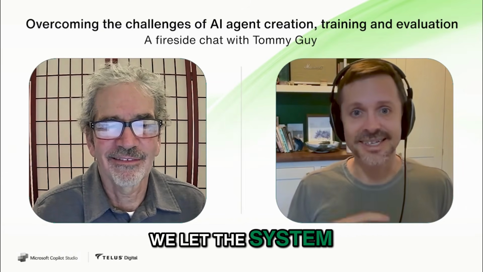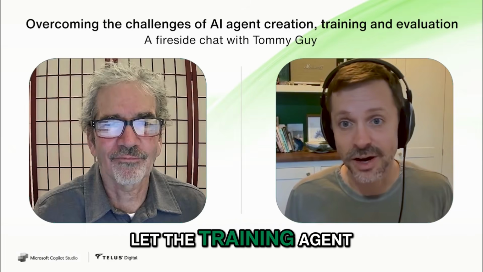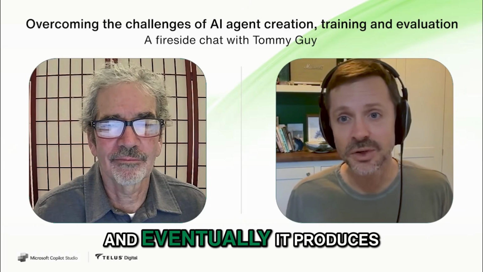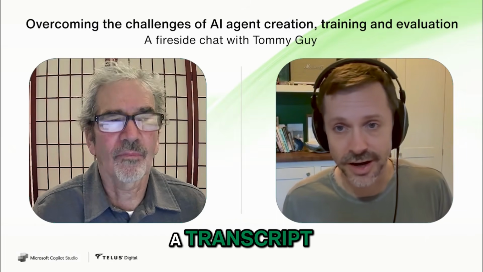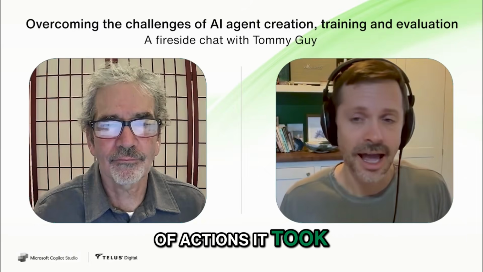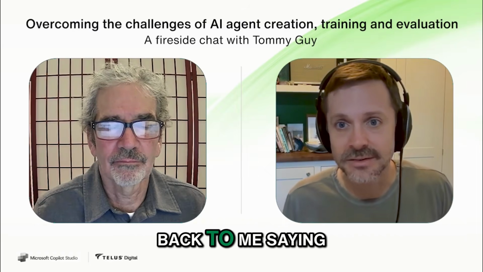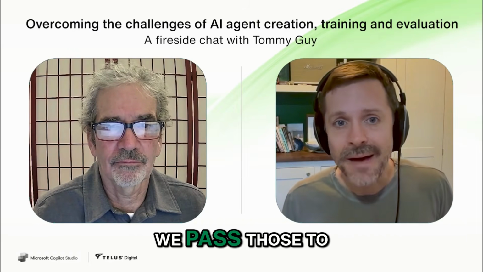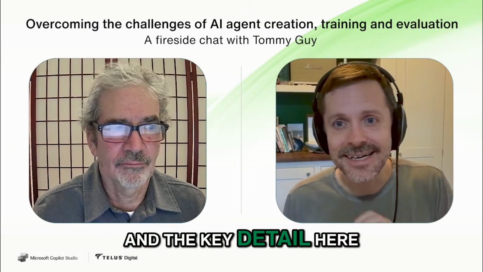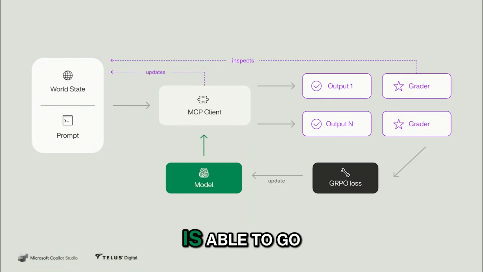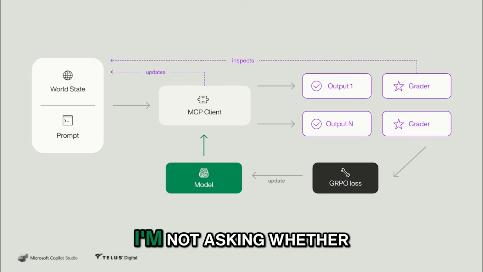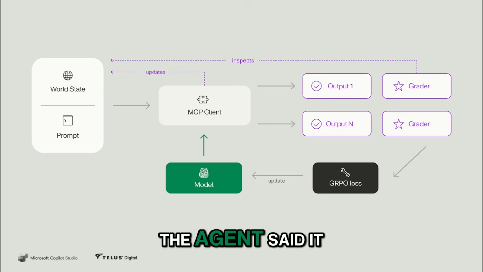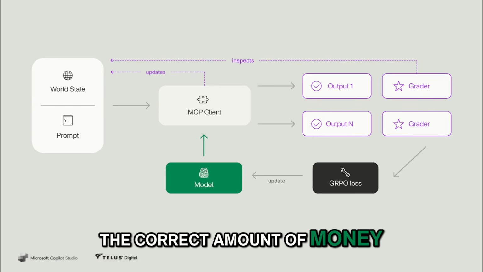We let the training agent chew over that thing, and eventually it produces an output: a transcript of actions it took and maybe some statement at the end, back to me, saying I did it. We pass those to a grader. And the key detail here is that the grader is able to go and look at the world state. So if I say pay off my credit card bill, I'm not asking whether the agent said it paid my credit card bill. I'm going to look at the balance. Did it actually move the correct amount of money?